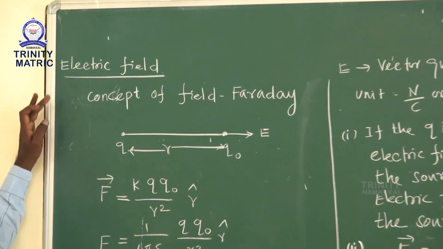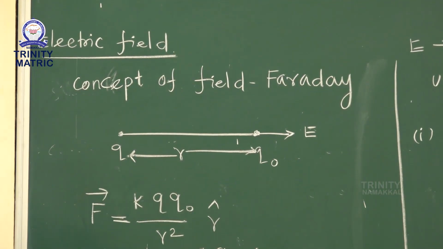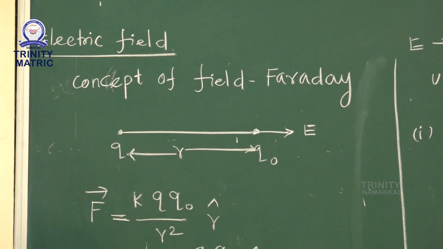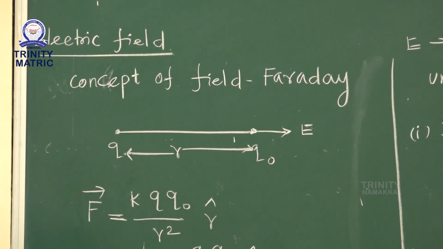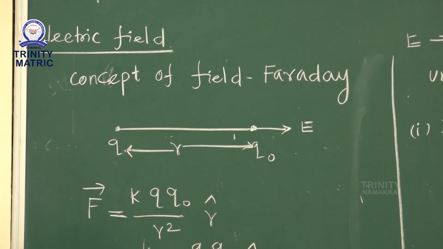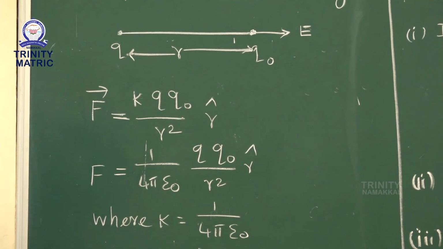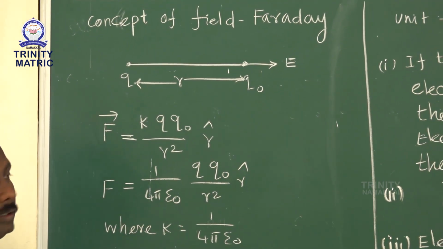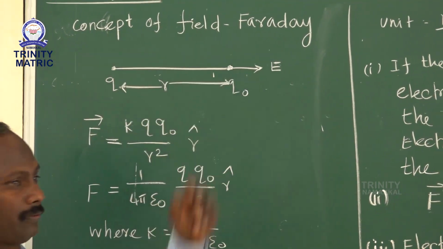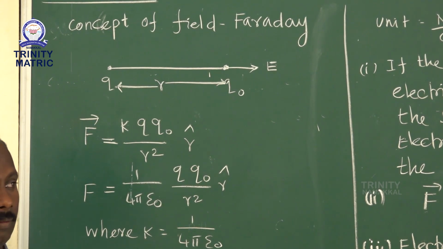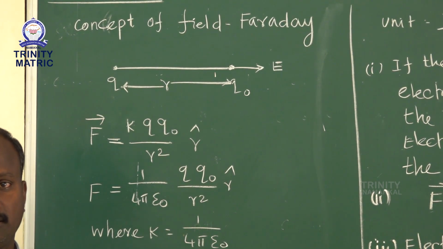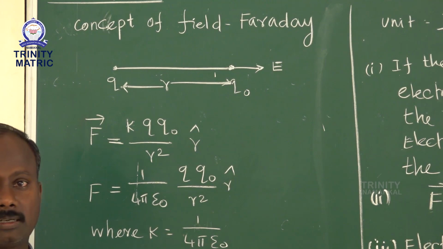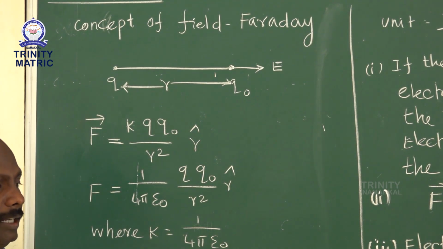The electric field is defined as the space around a charge. The concept of the electric field was first given by Michael Faraday. He explained the concept of electric field because, for the interaction between two charges, if all charges have some field around them, then only will they attract or repel each other.